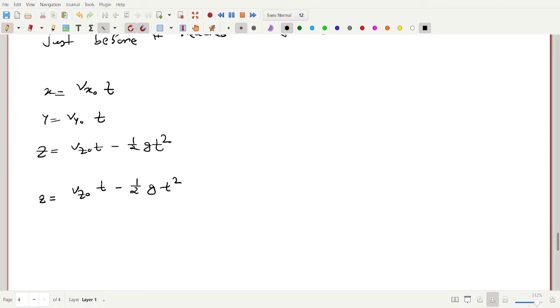Okay, so we have z equals vz naught t minus half g t square. Now there is a question: how can we replace t in this equation? Is there any way? So you can actually derive two equations.